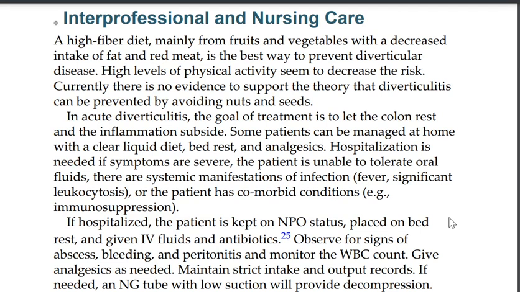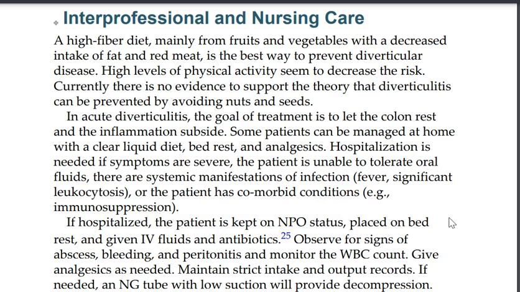Currently, there is no evidence to support the theory that diverticulitis can be prevented by avoiding seeds and nuts. And I know that your instructor said that, but you are going to avoid seeds and nuts on this test, right? And in the real world, I don't know why they say there's no evidence there. I have no idea. But in the real world, you've got to avoid nuts and seeds, anything with a seed in it.